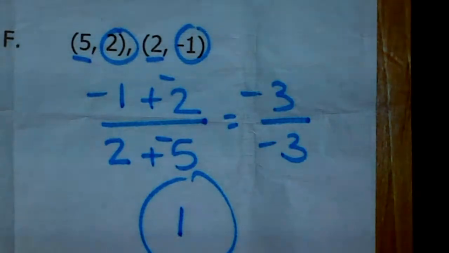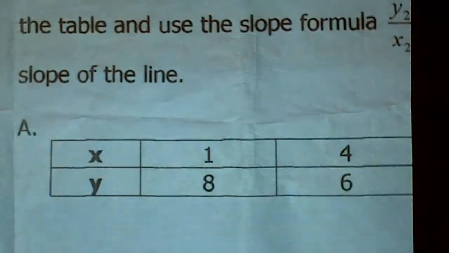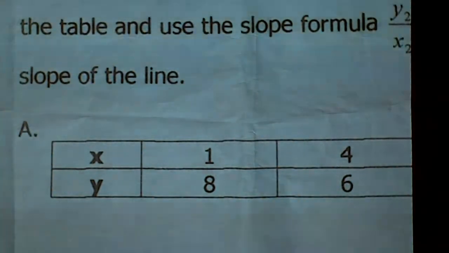So now, you know how to find the slope if you're given a graph, right? Rise over run. You know how to find the slope from 2 points. You take the second y minus the first y and divide that by the second x minus the first x. The last thing you need to know how to do is to find the slope if you're given a table. So turn the page. We're almost there.